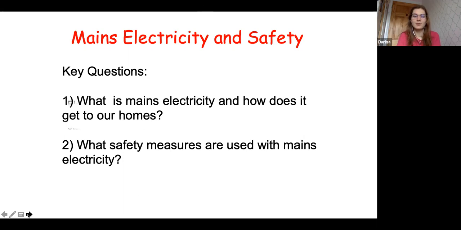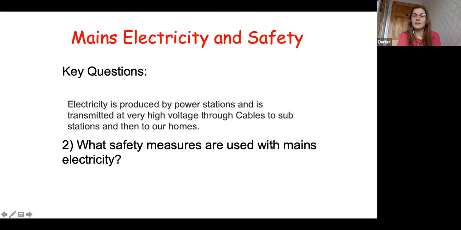Right, so the answer to this one is, electricity is produced by power stations, we discussed that, and it's transmitted at very high voltage through cables, the national grid system, and then eventually to our homes where we see it as alternating current with a voltage of 230 volts. The voltage that it's transmitted at is a lot higher than 230 volts, and you'll see why when you eventually do transformers. Okay. Excellent. So well done to the people that answered that.